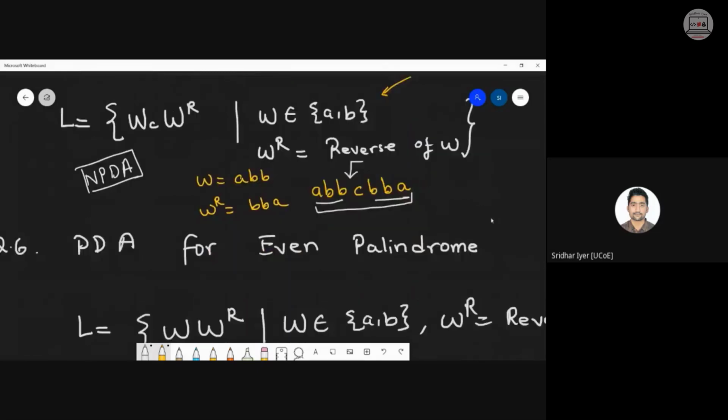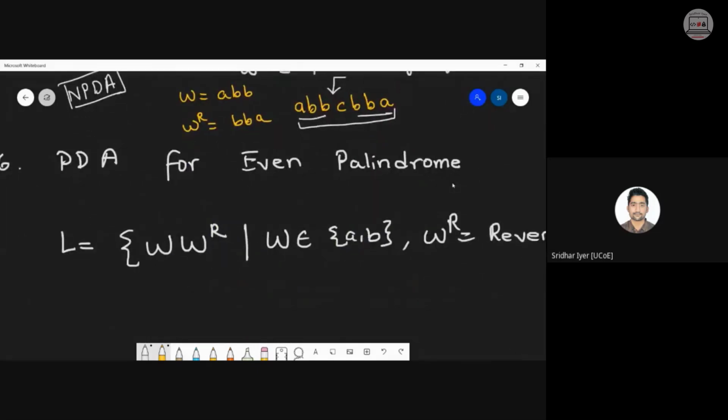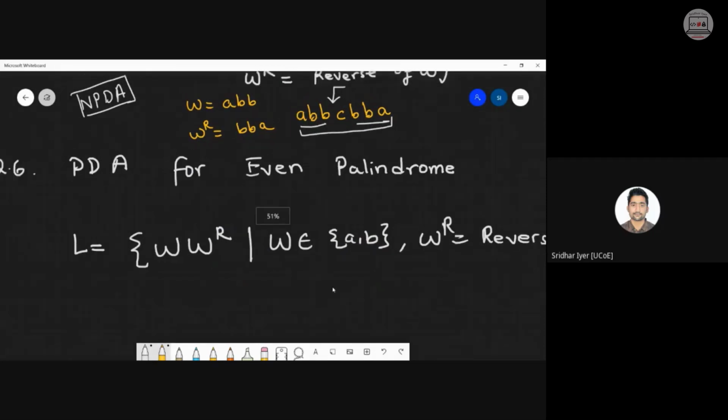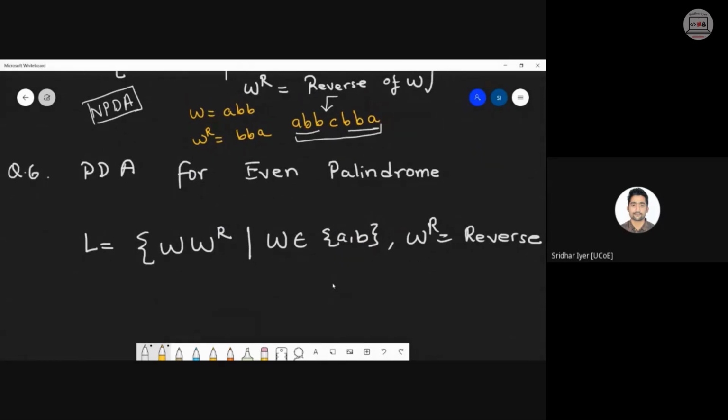Similarly, an even palindrome is somewhat like this, WWR. In this sort of problem, we don't have a middle character C. Take C, take Z, whatever the question asks in the exam. In this sort of problem, there is no middle character at all.